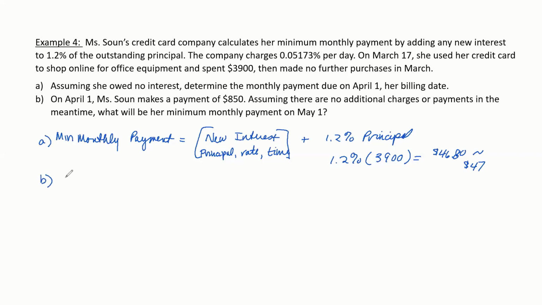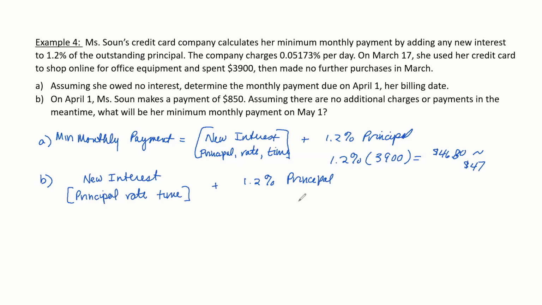Now, B, on April 1st, she makes a payment of $850. Assuming there are no additional charges or payments in the meantime, what will be her minimum monthly payment on May 1st? So now her minimum monthly payment, just as above, is going to be this new interest. So we need principal, rate, and time to calculate that, plus 1.2% of the principal.